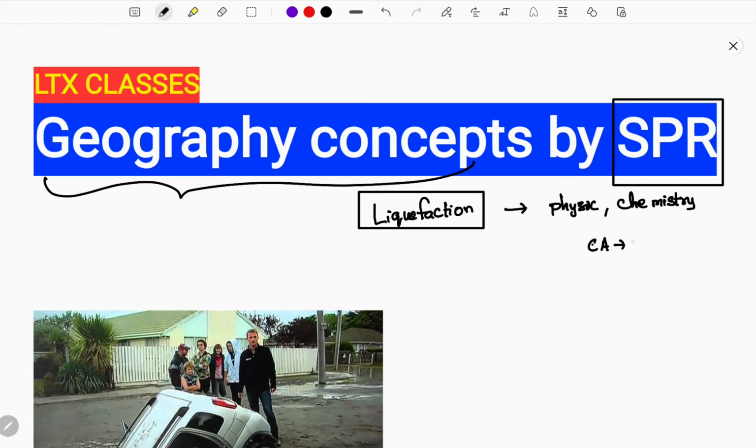In current affairs, mostly you'll face a term called coal liquefaction. What is that? Coal liquefaction is a modern concept. I will give an idea of the other concepts, but I will explain liquefaction in detail from a geography perspective, because it is very important in geography.